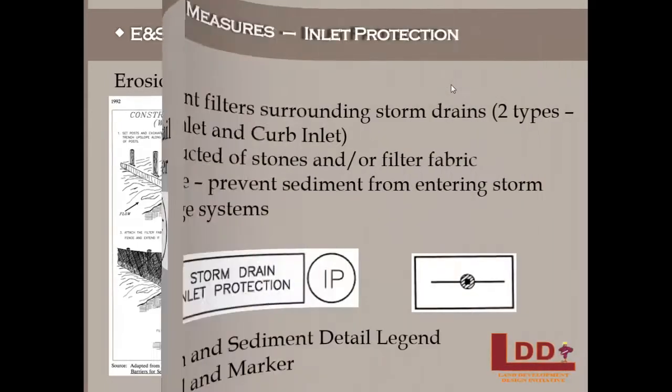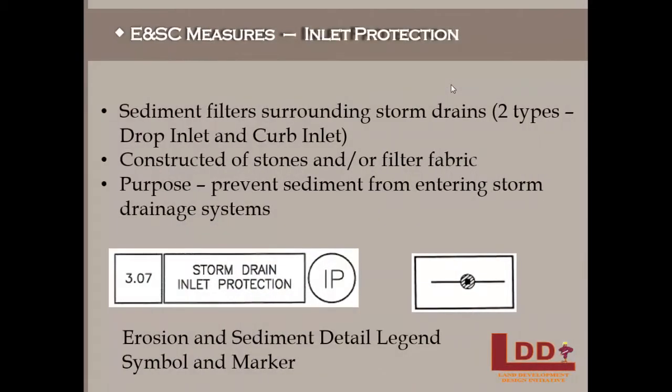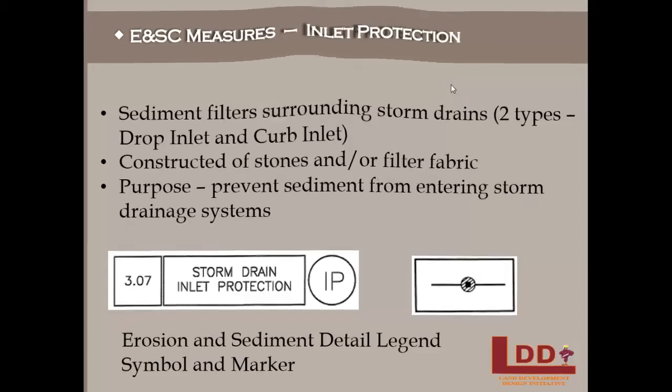The next measure is inlet protection. Inlet protection is sediment filters that surround storm drains. For these, there are two major types, which I will show you, the drop inlet and the curb inlet. Both are often constructed of either stones or the filter fabric that was shown in the silt fence. The purpose here is to prevent sediment from entering the storm drainage systems during construction. Below you will see the sediment detail legend and symbol markers. The first type is the drop inlet.